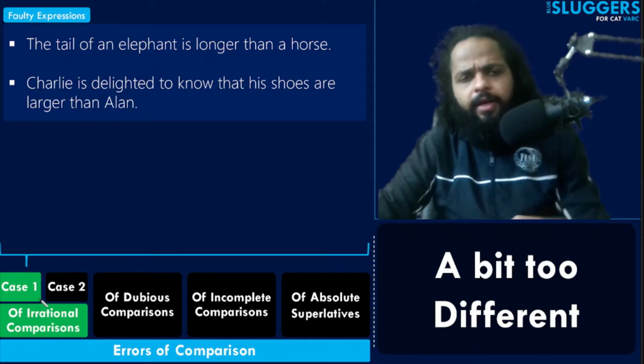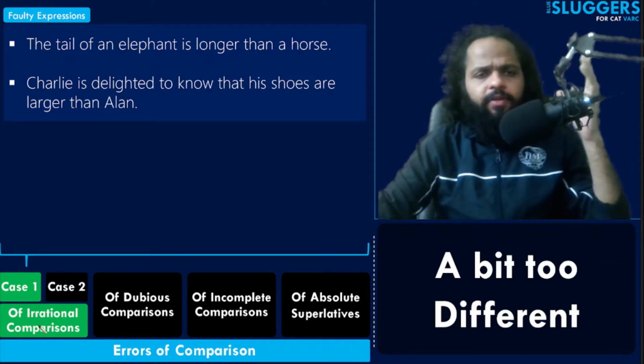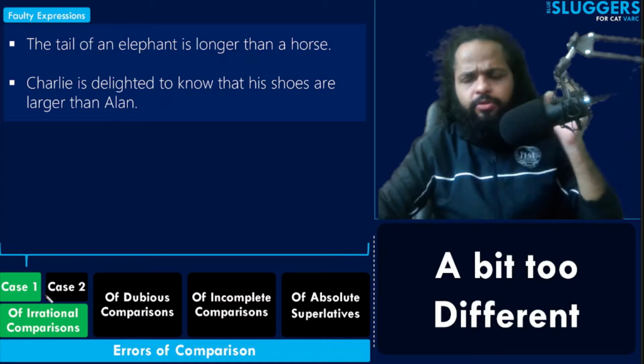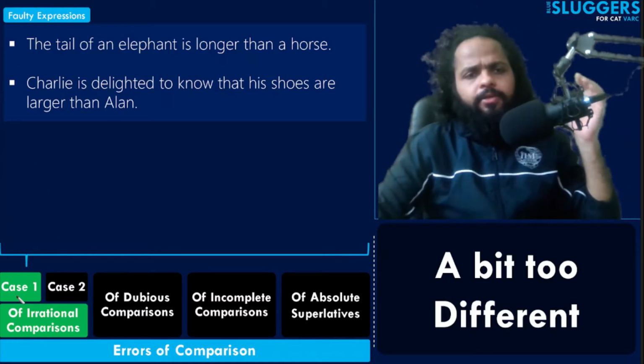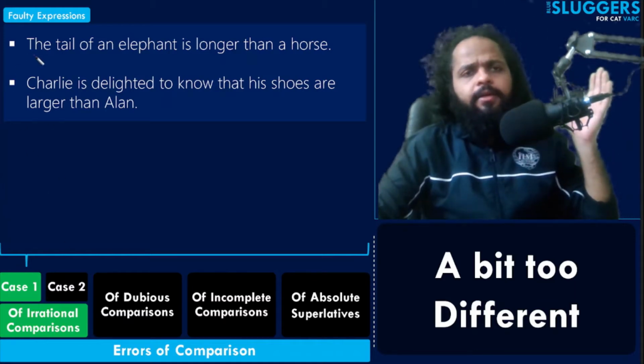This category itself has two cases here. The error of irrational comparisons, case 1, case 2. We'll go through each of these cases one by one. Starting with case 1, read the first sentence. It says the tail of an elephant is longer than a horse.